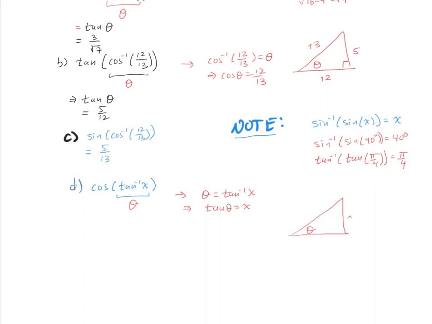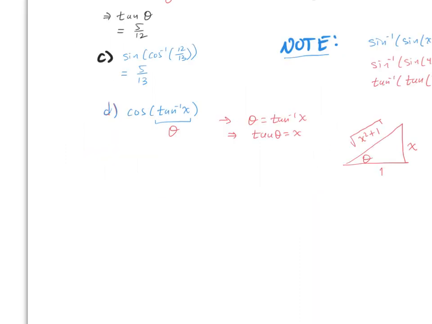And if tangent is x over 1, so this has to be 1, and then you use the square root, this will be the square root of x squared plus 1, because we don't know what the value of x is. So once you complete that, remember we're trying to find cosine of theta. Cosine of theta will be 1 over the square root of x squared plus 1.